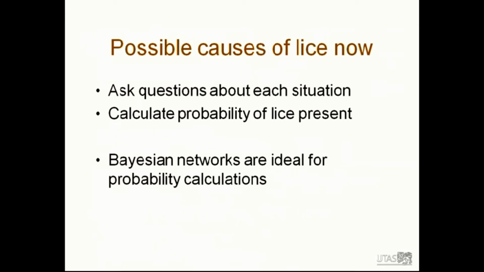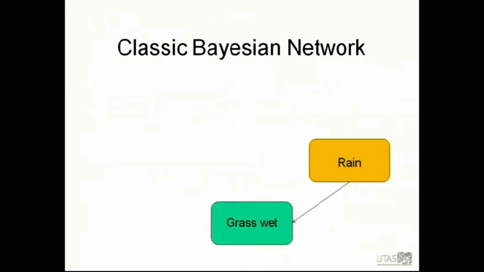And Bayesian networks are ideal for doing these probability calculations. And for those who haven't done a lot on Bayesian networks yet, they're fairly straightforward. I'm going to run through the classic Bayesian example. You're just going to get the 2-minute version here of how to do a Bayesian network.